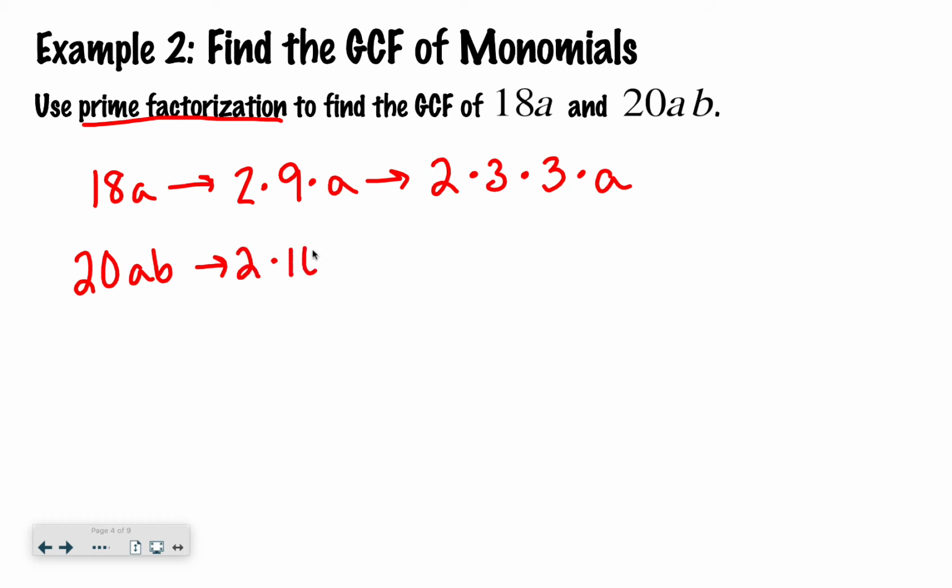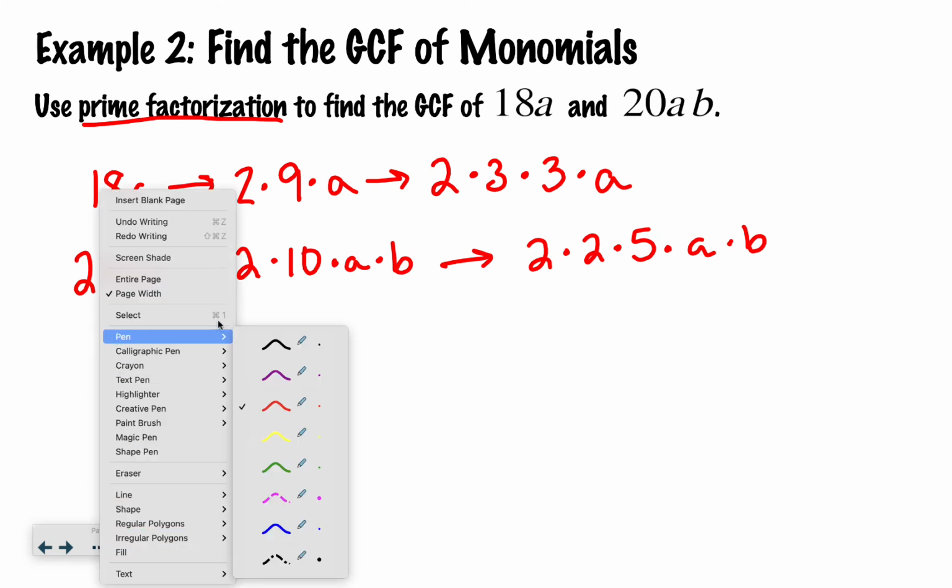So 2 times 10 times a times b, which then becomes 2 times, instead of 10, I'm going to say 2 times 5 times A times B. And you'll notice that I'm writing my numbers least to greatest, or smallest to biggest. I want you to do that same thing. It just kind of helps keep track of everything and makes this next step a little bit easier.